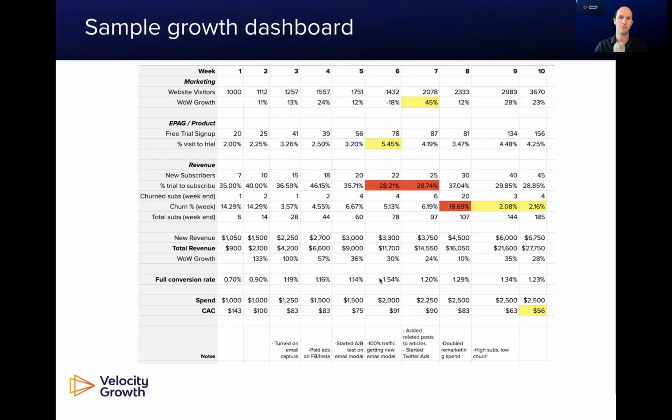This is a view of a simple growth dashboard. And so when I look at this growth dashboard, what I'm really looking at here are columns that show weeks over time and rows that show all the core actions that I'm tracking. And so you notice I've got weeks with top of funnel marketing metric, an EPAG or product metric, and then revenue metrics. And then I've got all sorts of other things thrown in here as well, including full conversion rates and other conversion rates. I've got my spend and I've got my CAC, and I've got notes. And I'm going to go through this in a second to show you what these highlights mean.